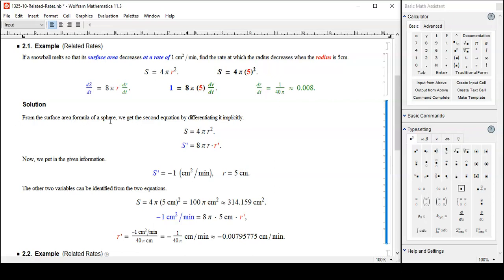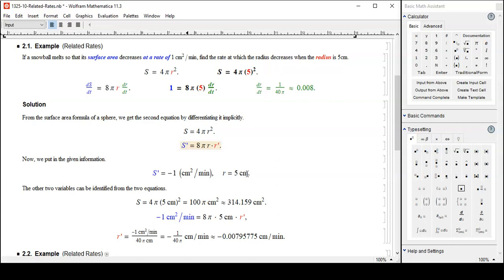From the surface area formula of a sphere, we get S equal to 4 pi r squared. And the second equation we get from the implicit differentiation. So here we see how the surface area S and the radius R are related to each other. And here from the second equation, how those rates are related, S prime and R prime. Previously I used Leibniz notation. Here I'm using Lagrange notation. So we have 2 equations and 4 unknown variables. It's not good, so we have to plug in some numbers.